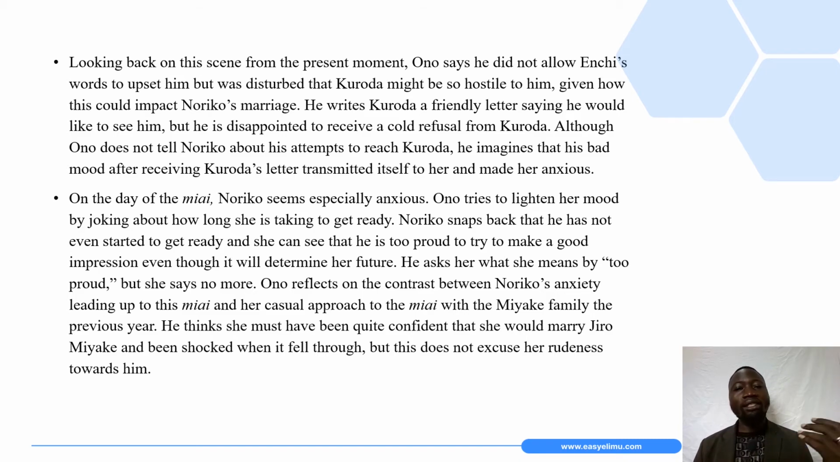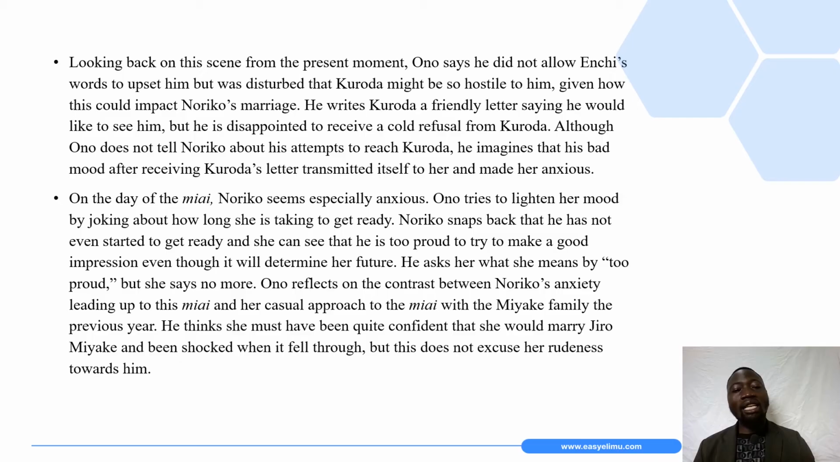So he writes Kuroda a friendly letter saying he would like to see him, but he is disappointed to receive a cold refusal from Kuroda. So although Ono does not tell Noriko about his attempts to reach Kuroda, he imagines that his bad mood after receiving Kuroda's letter transmitted itself to her and made her anxious.